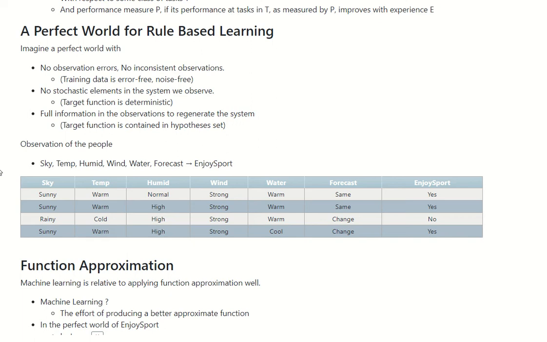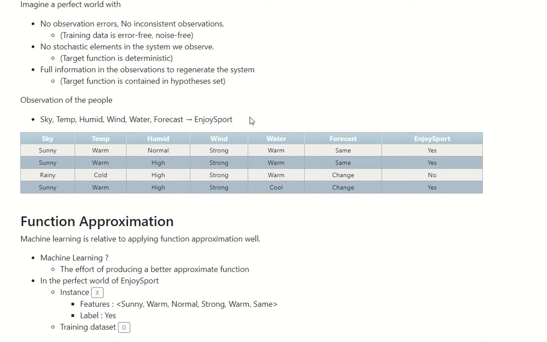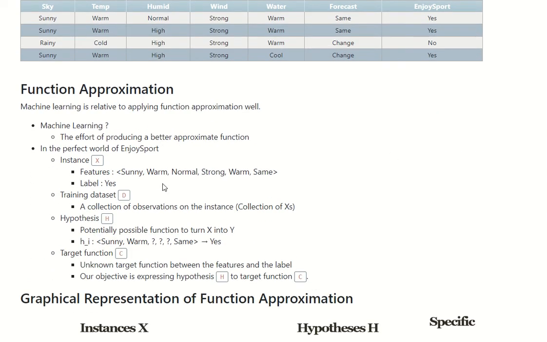For the observation, we can imagine the example of whether to enjoy or not by the weather condition. We can observe the features of the day: sky, temp, humid, wind, water, forecast, and we can expect the result of enjoy. And this is the example table.